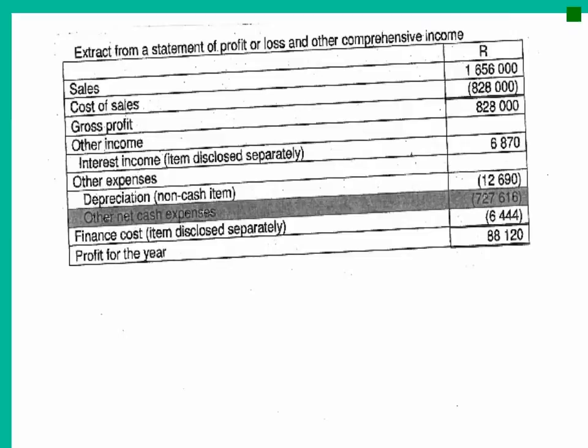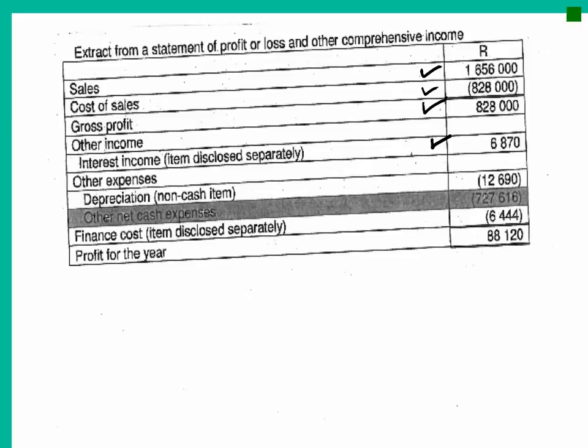So now let's just look at example 11.1. Here they've reconstructed the statement of profit and loss so that you can see how to work out the net cash expenses. The sales and cost of sales were given to you in the question, so you can work out the gross profit is 828,000. Other income, interest received, was also given to you in the question.